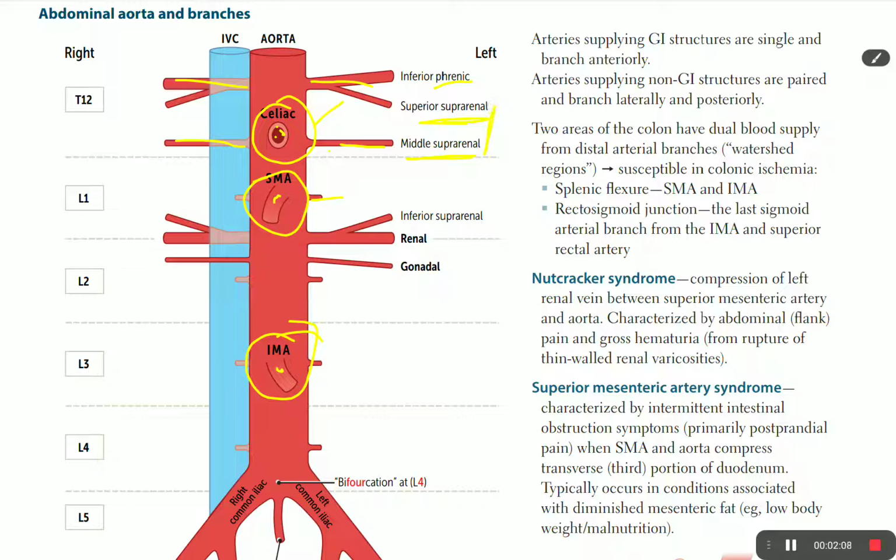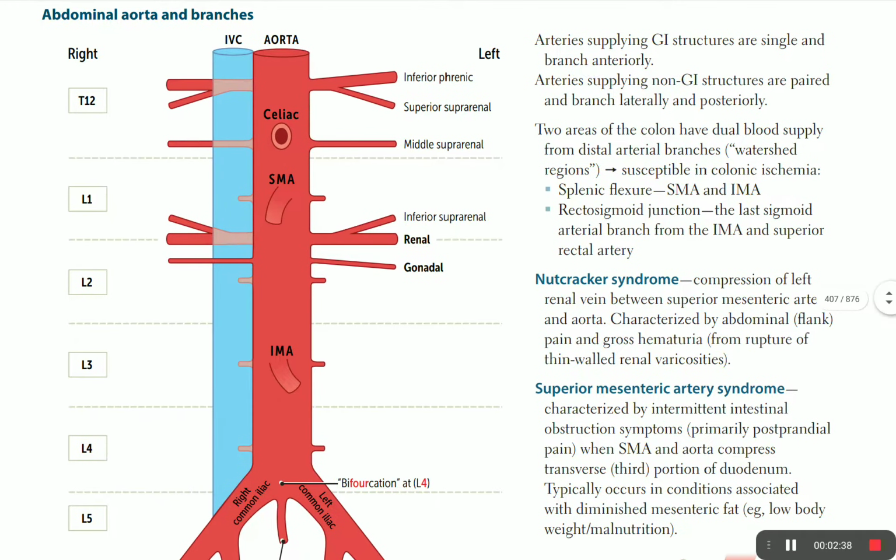We have two arteries directed to the suprarenal gland or adrenal gland. We have two arteries on both sides for the kidney. Also we have two gonadal arteries, and down there till the bifurcation of the abdominal aorta at level L4. So arteries supplying GIT structures are single and branch anteriorly here. Arteries supplying non-GIT structures are paired and branch laterally and posteriorly.